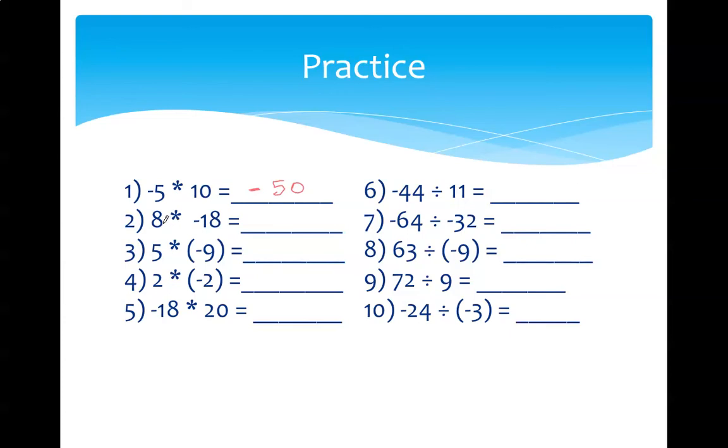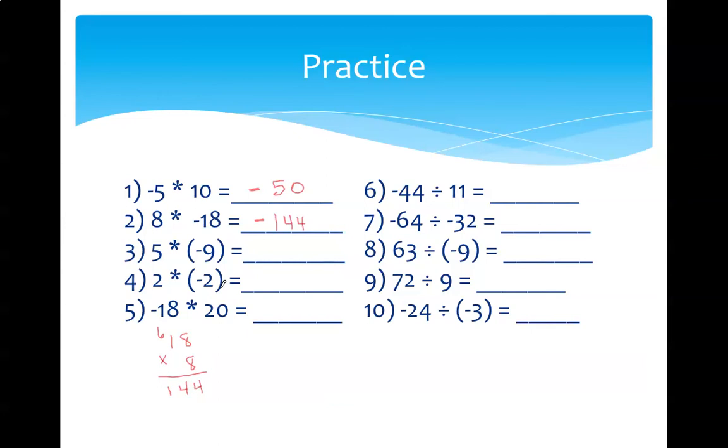For number 2, I have a positive times a negative, so my answer is going to be negative. And then I have 18 times 8. I'm going to come down here and multiply 18 times 8. I know that 8 times 8 is 64. Carry the 6. 8 times 1 is 8, plus 6 would be 14. So my answer is negative 144.